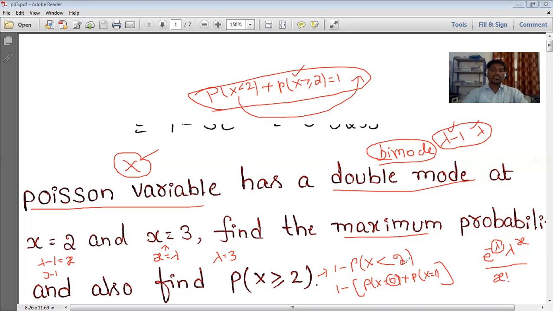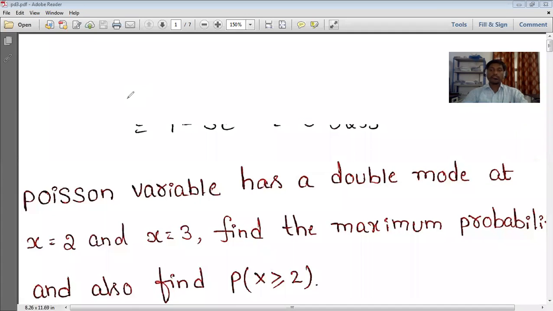And x less than 2 means simply 0 and 1. This is a Poisson distribution, so we use e power minus lambda, lambda power x by x factorial. Now go to the solution.